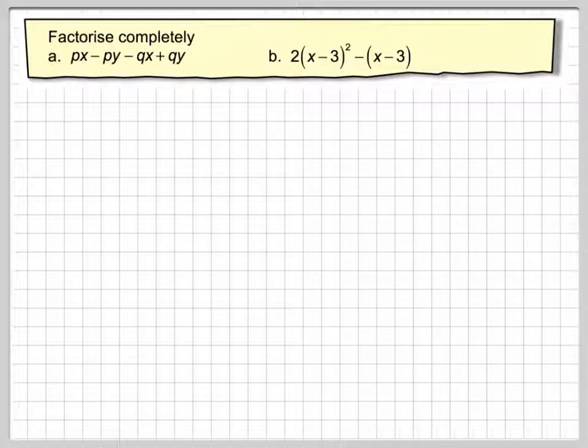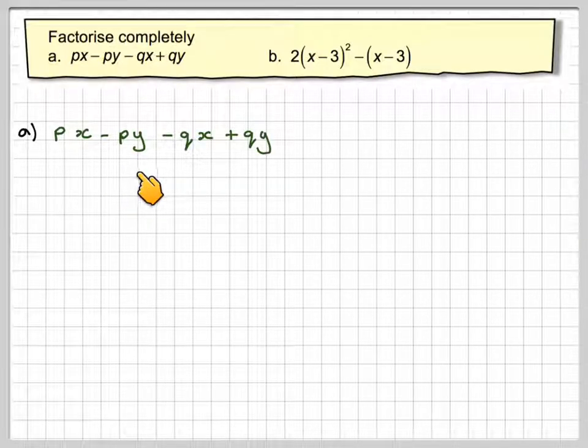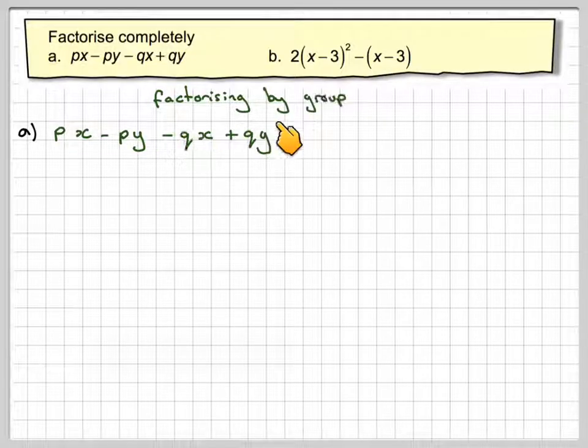Okay, in this video we're going to look at some of the techniques of factorization, some of the harder techniques. Factorize completely: (a) px - py - qx + qy, and (b) 2(x - 3)² - (x - 3). So we've got px - py - qx + qy. Now there's no common factor across all four terms, so we're going to consider factorizing by what's known as grouping.